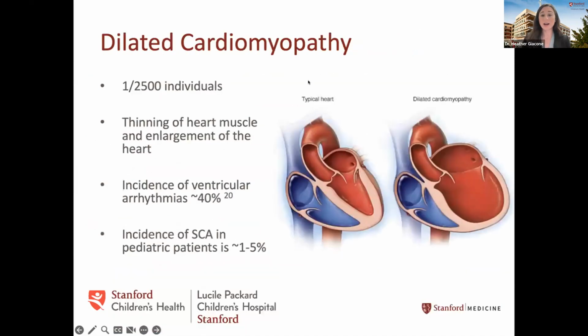Let's switch gears to dilated cardiomyopathy. So again, this is a cartoon of a normal heart, and you can see here that this is a thinning of the heart muscle, an enlargement of this chamber. This occurs in about 1 in 2,500 individuals. These patients can, in some studies, have a high incidence of ventricular arrhythmias, up to about 40%. But with dilated cardiomyopathy, we've come to realize that really the mainstay of treatment is making sure that they don't go into heart failure. And so sudden cardiac arrest in these patients is actually a little less common.